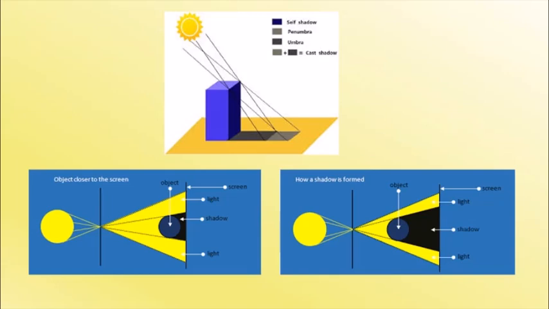Now you have studied about reflection of light also. So there is a difference between reflection and refraction. Refraction is when the light changes its direction when going from one transparent medium to the other transparent medium, and that is called the refraction of light.